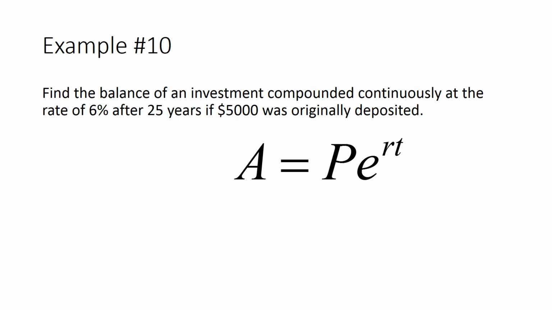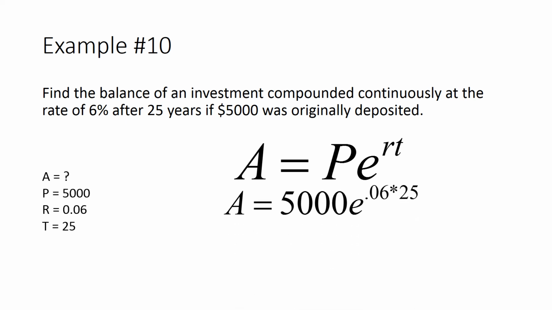Okay, so let's do another problem. Find the balance compounded continuously at 6% after 25 years if $5,000 was originally deposited. Okay, so what were we given? Our final amount is what we're looking for. Our initial amount was 5,000. R is 0.06 and time is 25 years. So we just plug and chug.